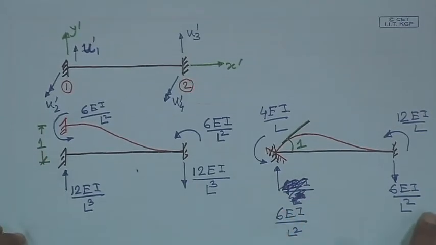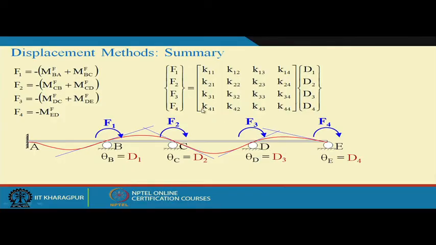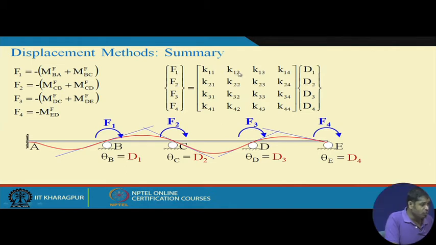Consider this is the stiffness matrix for this member. Now, K11 relates the force corresponding to degree of freedom 1 and the degree of freedom 1. K12 is the force in the direction of degree of freedom 1 due to degree of freedom 2, and then K13 is the force in degree of freedom 1 due to degree of freedom 3.